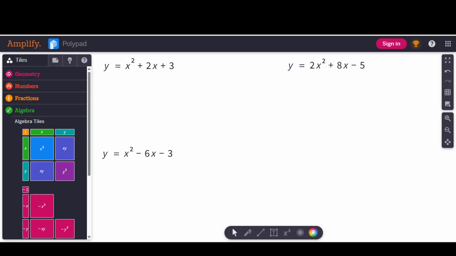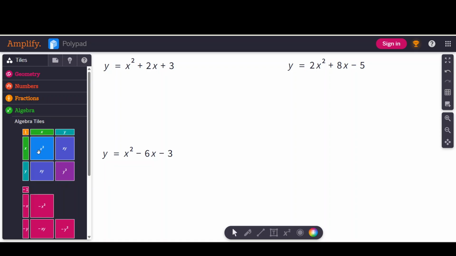In this video, we'll look at how to use algebra tiles to complete the square. So we're going to start with this expression here, y equals x squared plus 2x plus 3. The goal here is to convert from standard form to vertex form to help us figure out where the maximum is. So we'll go ahead and do that. Instead of doing it algebraically, we'll do it with the algebra tiles.